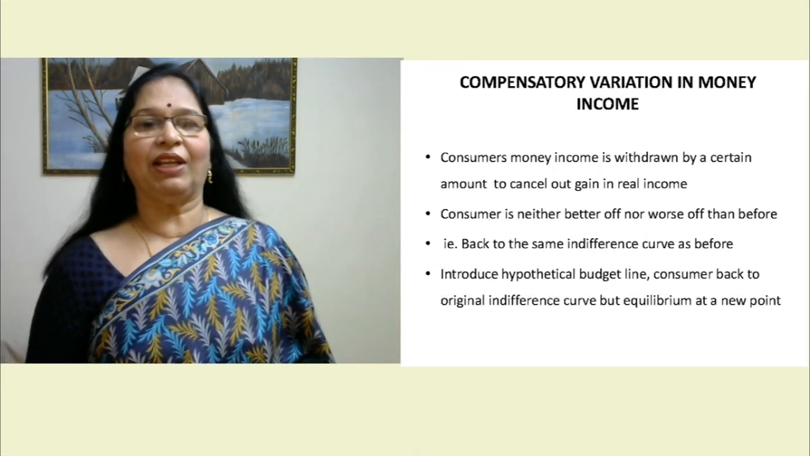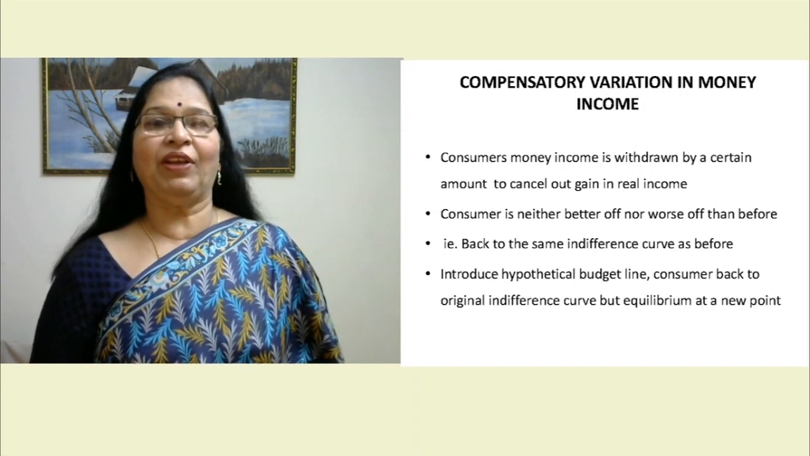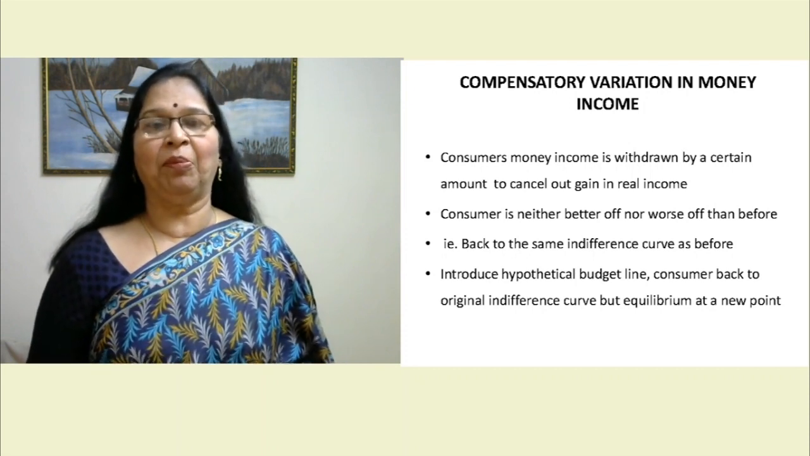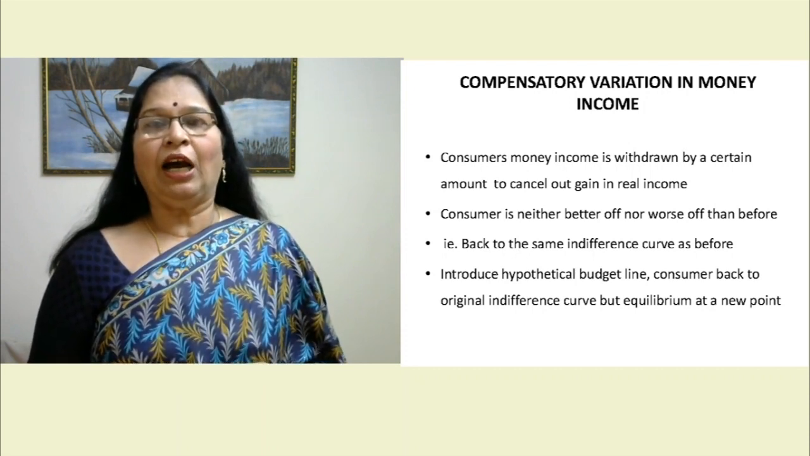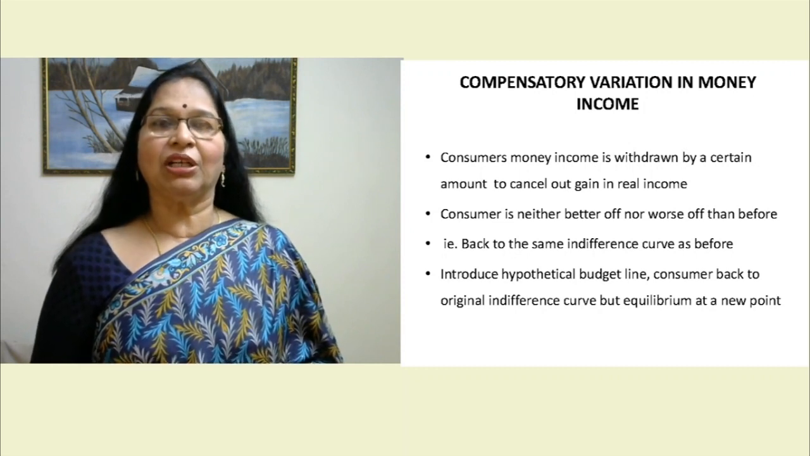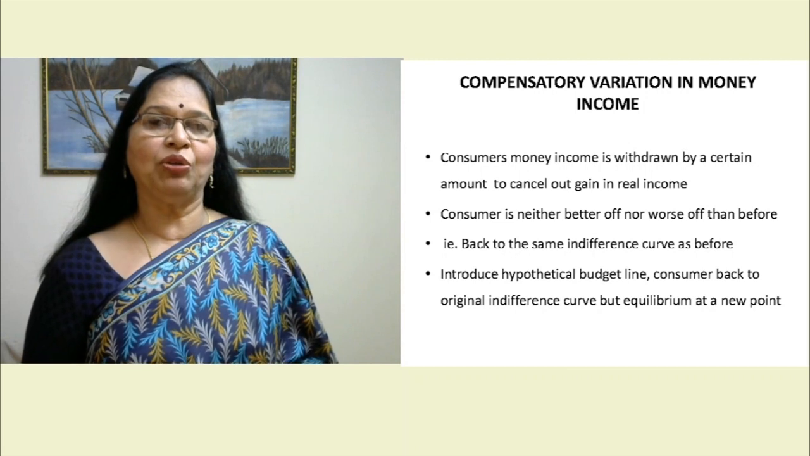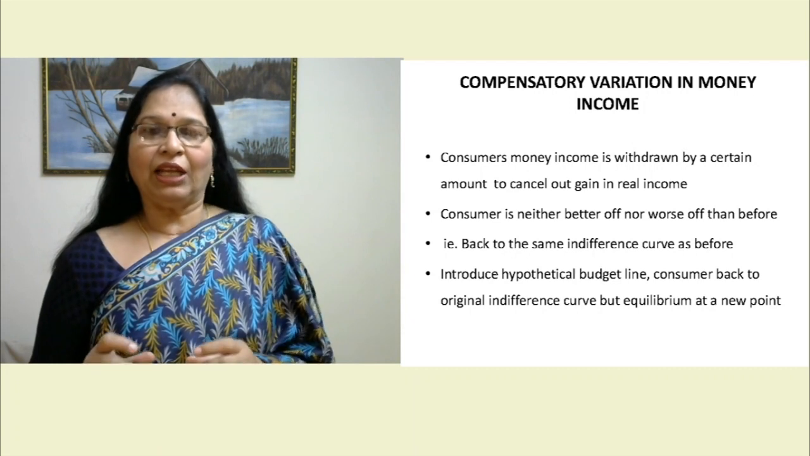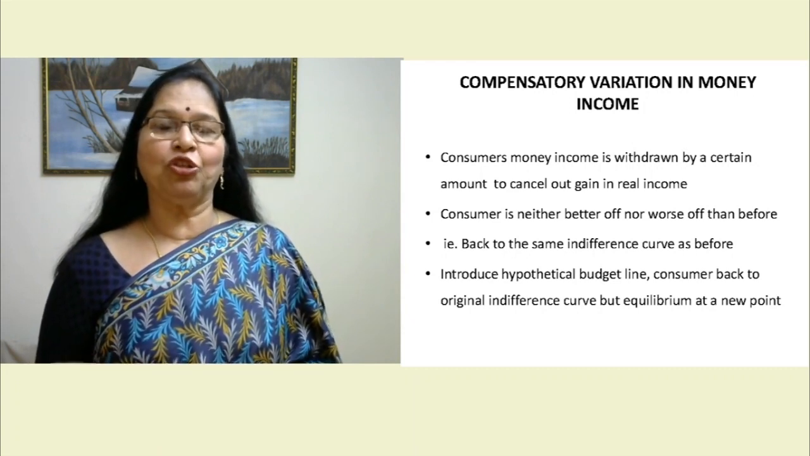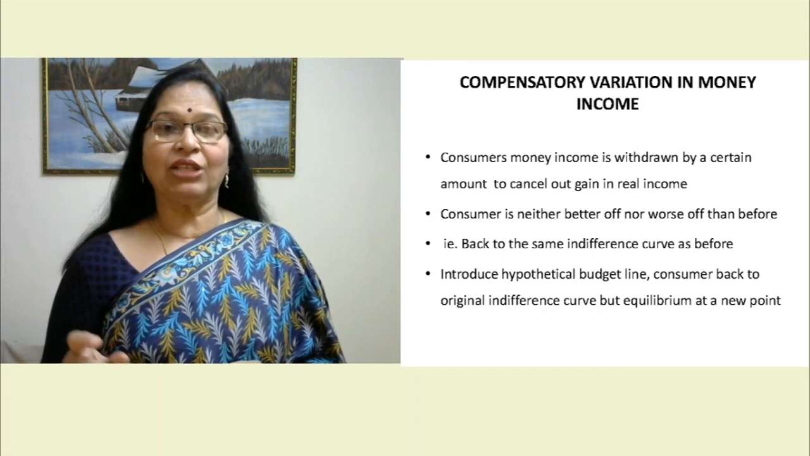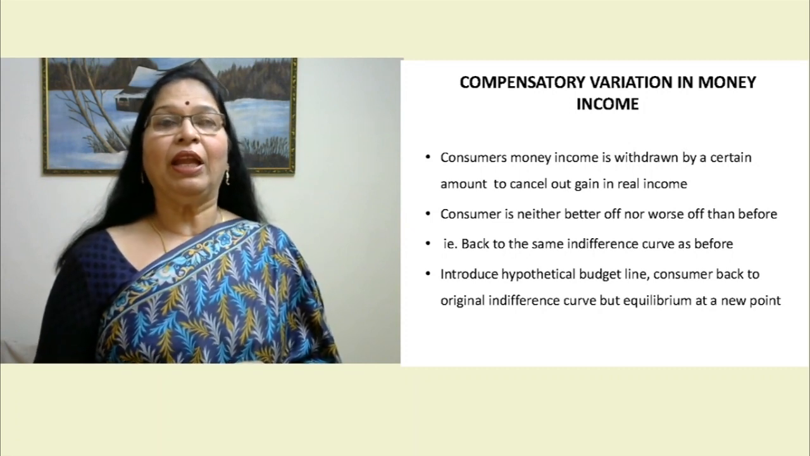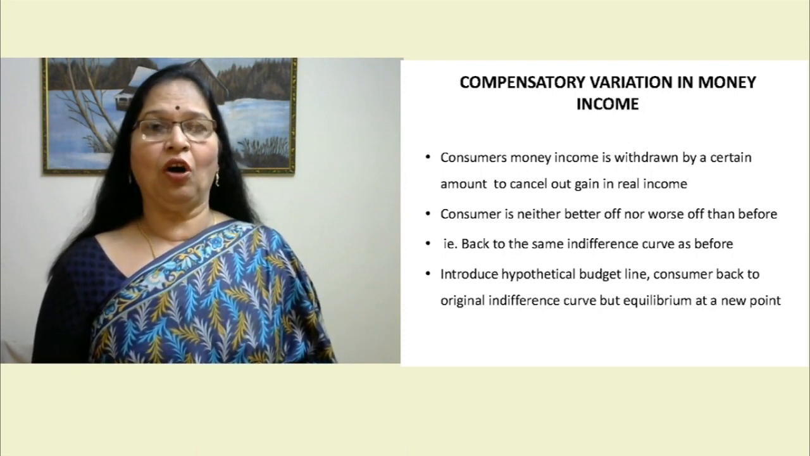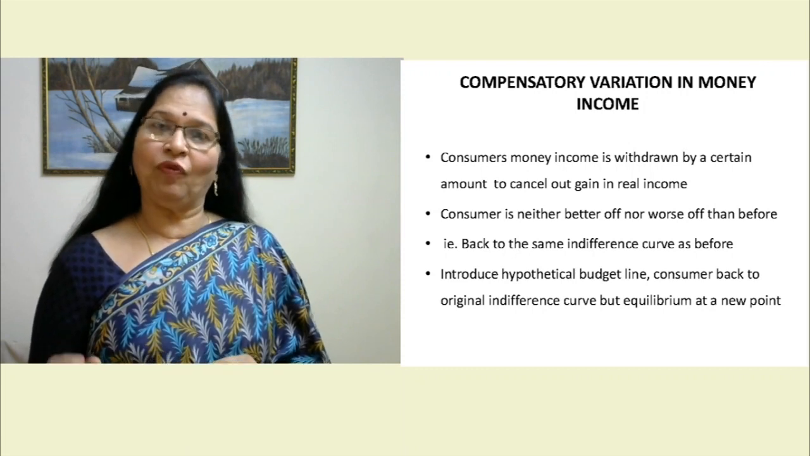To do this, we have another concept called the compensatory variation in money income. What do we mean by compensatory variation in money income? We will withdraw that extra money income that has come to him because of a fall in the prices. I told you that instead of rupees 10, he needs to pay rupees 5, and he now gets an extra amount of X because his real income in terms of good X has increased. So that extra income that he got because of the fall in price, we will have to withdraw.